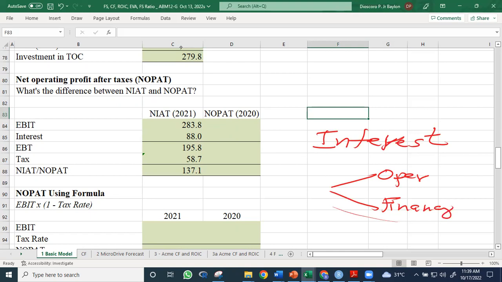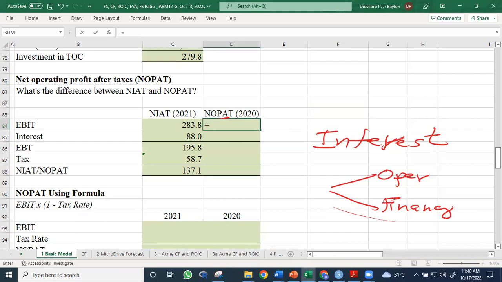So, parang china-charge natin yung operations ng paggamit ng loan. So, mina-minus natin sa operating performance yung interest expense. Eh kapag i-assess natin yung performance of operations, it will become unfair to them kasi wala naman silang control dun sa interest. So hence the measure called NOPAT.